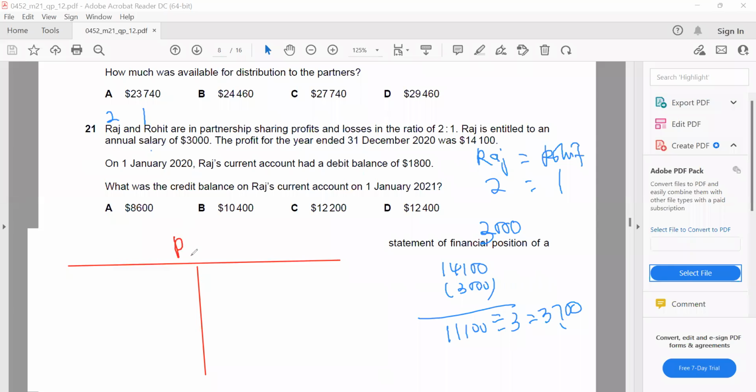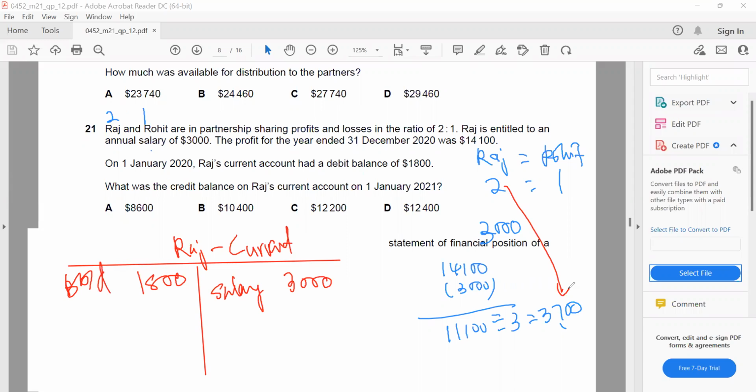Okay, this one is Raj's current account. It has a debit balance of 1,008. And Raj gets the salary, which is in here, salary 3,000. And the share of the profit is 2 times this one. Okay, which is the share of the profit. Share of the profit is 7,400. Okay, this is 7,400.